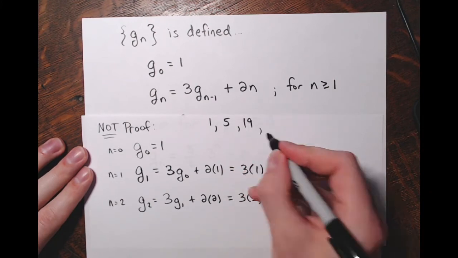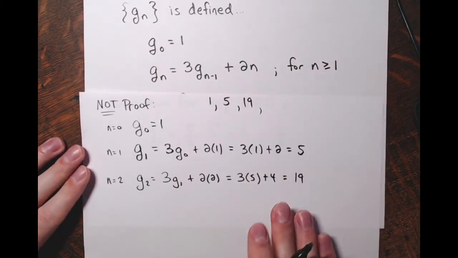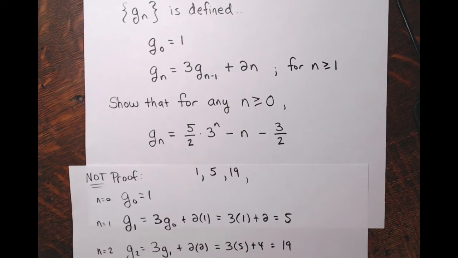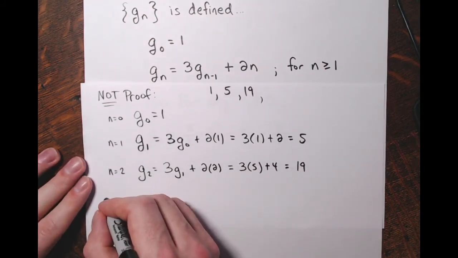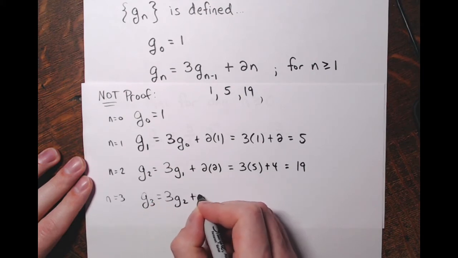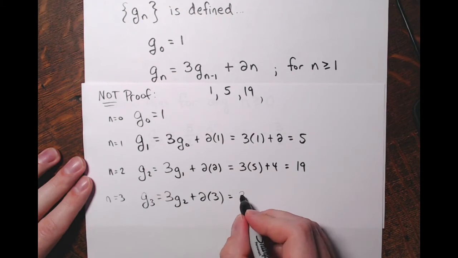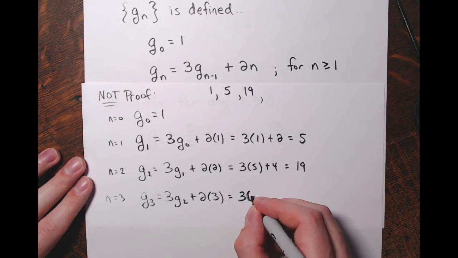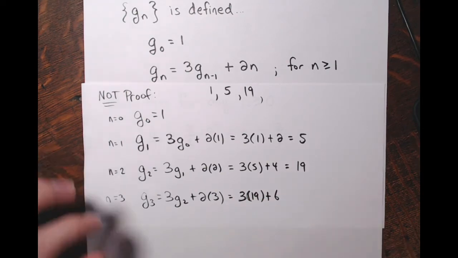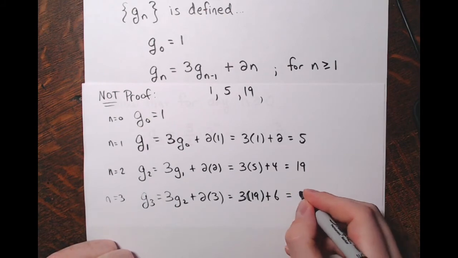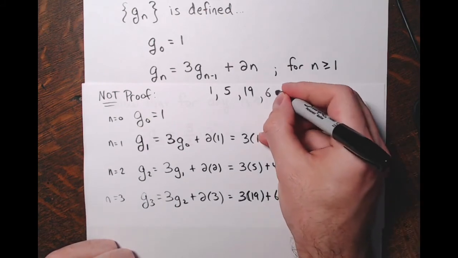All right. And I'll do one more. And then let's compare this to the formula they gave. We're trying to show that the rule for this sequence is given by this explicit formula. And then for n equals 3, G3 would be 3 times G2 plus 2 times 3. That's 3 times 19, G2 is 19, plus 6. And 3 times 19 is 57. Plus 6 is 63. All right, and so on.